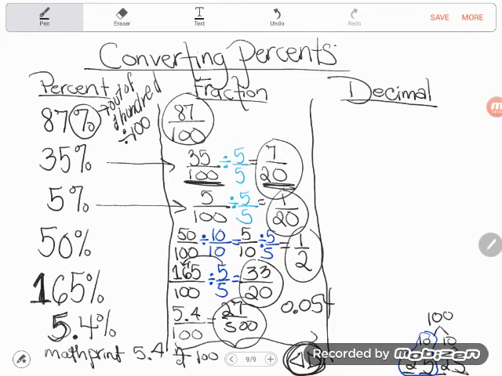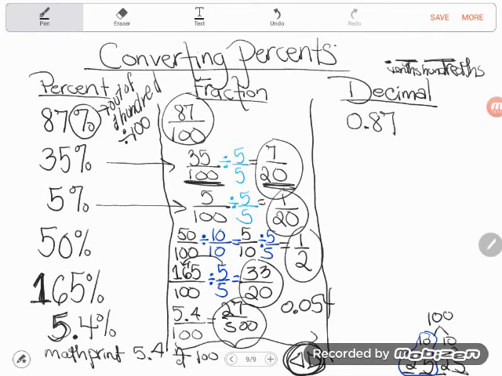Well, remember, we have a decimal place known as the hundredths place. The first one is the tenths, but the second one is the hundredths. So if 87%, we said 87% means the same as 87 hundredths, guess what? As a decimal, it's just 87 hundredths.